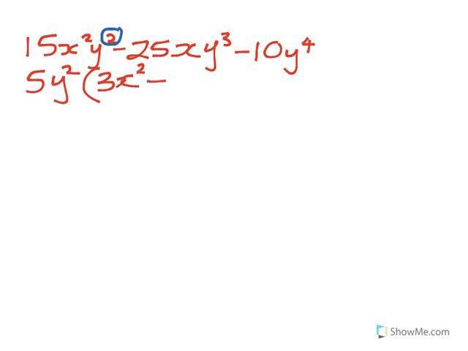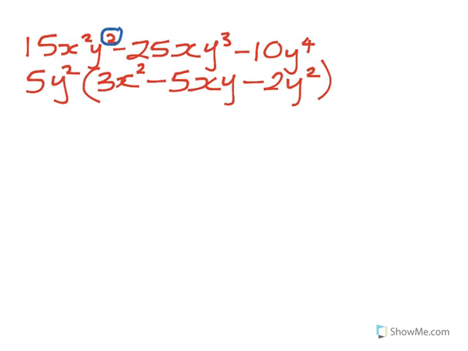We move on to the next term. 5 into negative 25 is negative 5. Y squared into xy cubed, the x will always remain, but there are 3 y's. 2 will cancel, remaining with a single y. 5 into negative 10 is a negative 2. Y squared into y to the power 4, when they cancel out, y squared will remain.